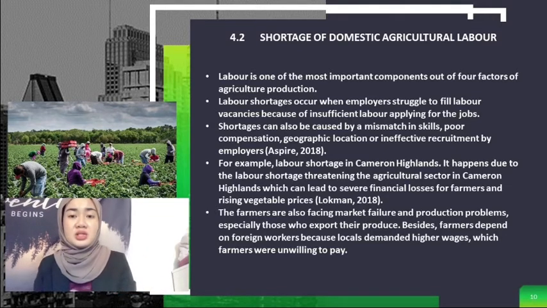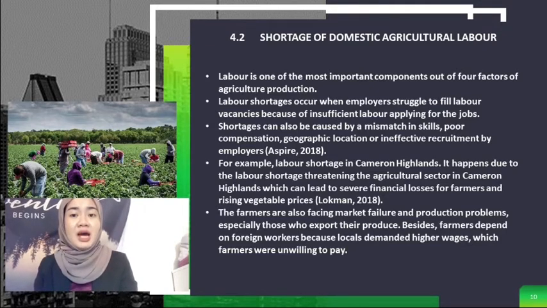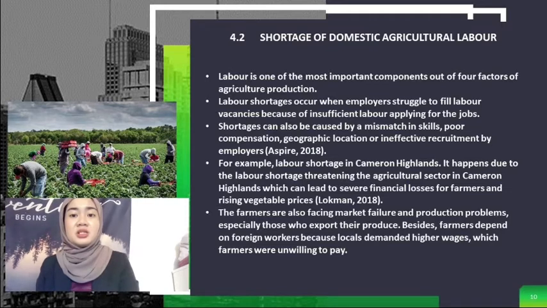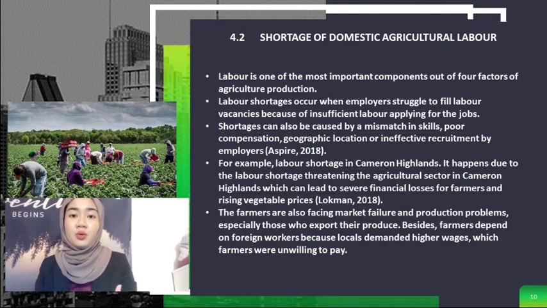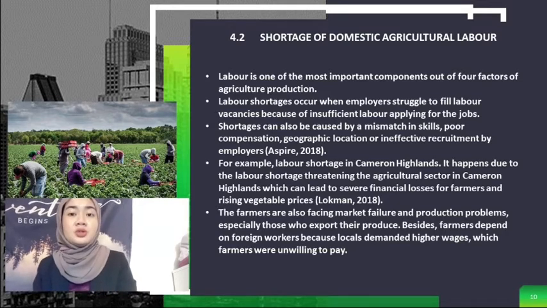According to Wong Sing Yi, representative of the Cameron Highlands Agriculture Cooperative Associations, the shortage was about 50%, with at least a quarter of farmlands lying fallow. Besides, farmers depend on foreign workers because locals demanded higher wages, which farmers were unwilling to pay. For unqualified foreign workers, a monthly salary between 1,000 and 1,100 ringgit is provided to work on the farm, whereas locals gain up to 3,000 ringgit.